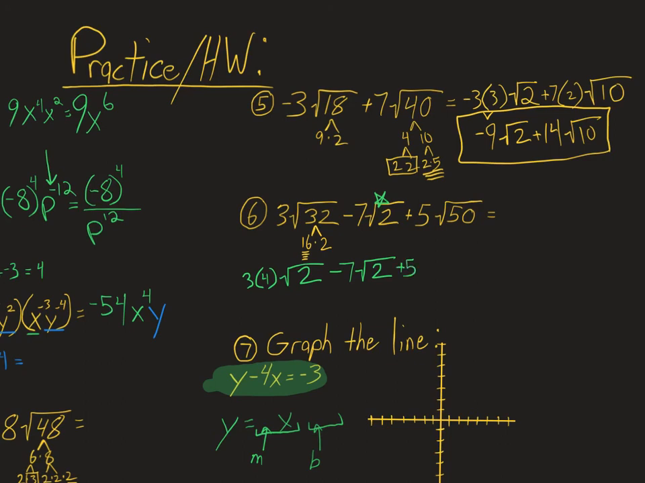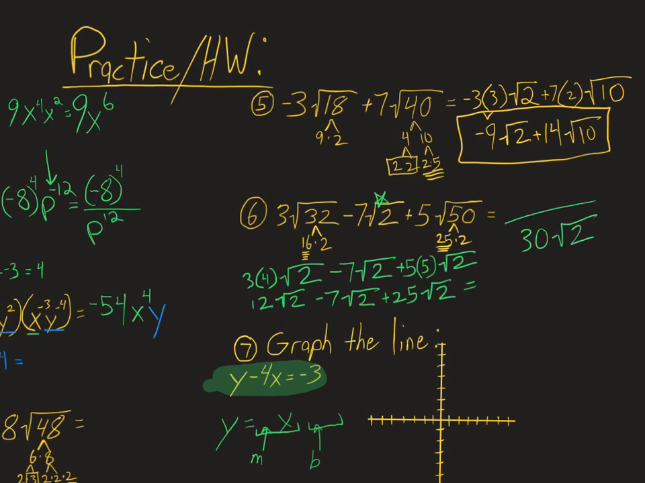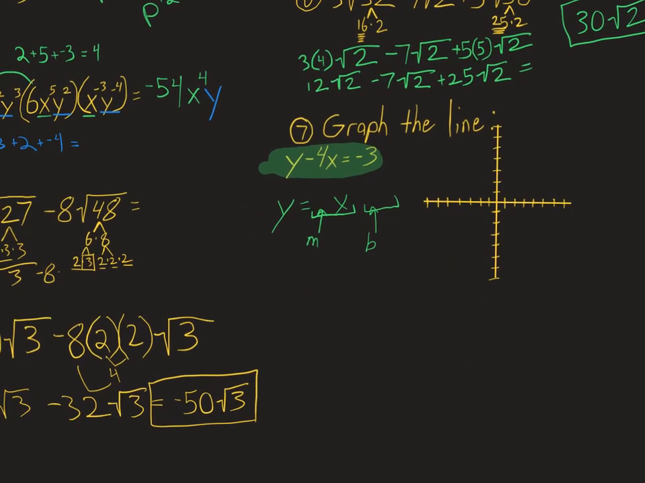Plus 5 times, and we've got to see what we can find here. 25 times 2, there's my perfect square. Square root of 25 is 5, so there's another 5 out on the front. And all that's left inside is that radical 2. And now I'm just going to put all that together. I've got a 12 radical 2 minus a 7 radical 2 plus a 25 radical 2. And what's that going to give me? 12 minus 7 is 5. 5 plus 25 is 30. There you go.